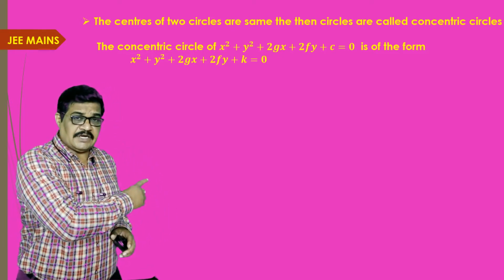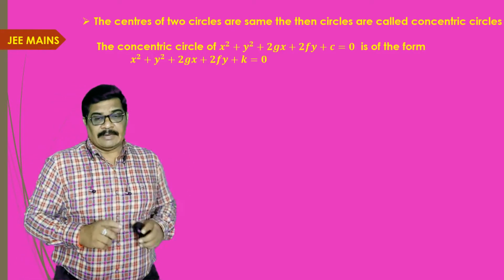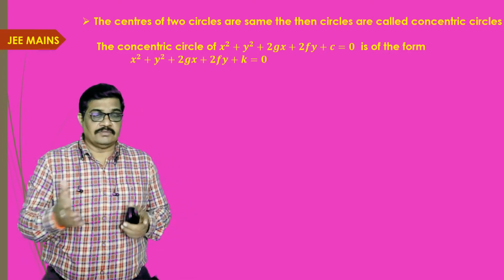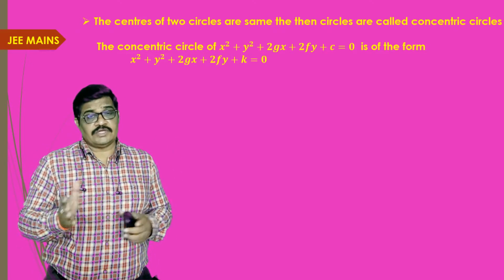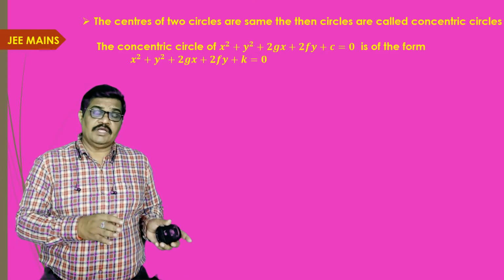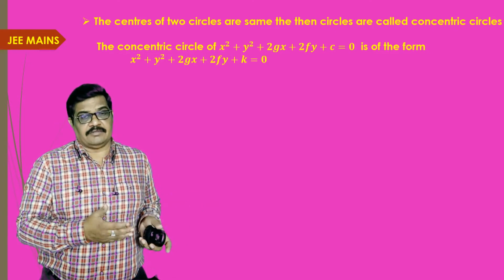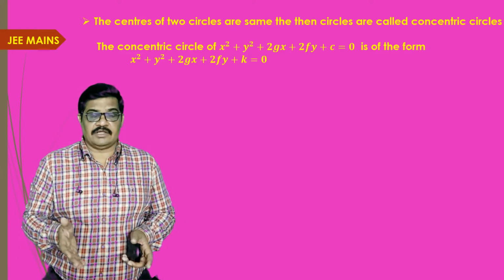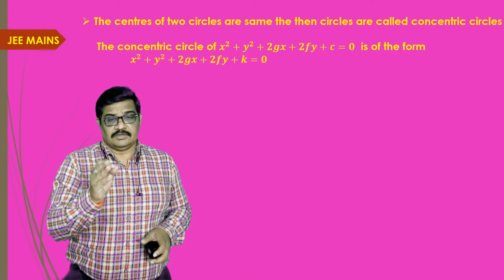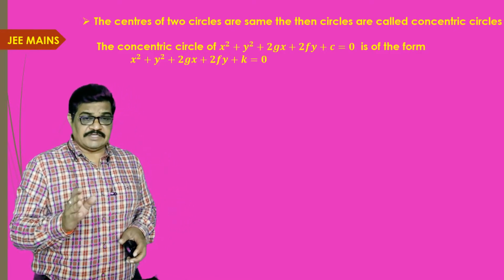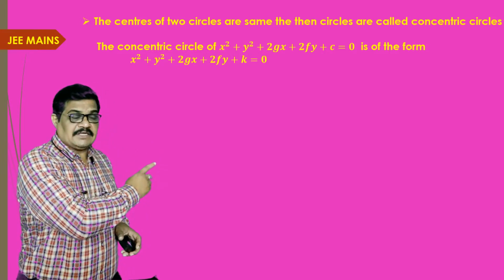See that the concentric circle of the given circle x² + y² + 2gx + 2fy + c = 0 is of the form x² + y² + 2gx + 2fy + k = 0. So when two circles are concentric, only the constant differs. The remaining terms are all the same. Why? Because the centers are the same. When the centers are the same, the remaining terms are equal and only the constant differs. So the concentric circle of x² + y² + 2gx + 2fy + c = 0 is written as x² + y² + 2gx + 2fy + k = 0.